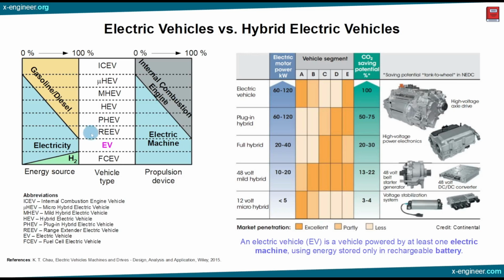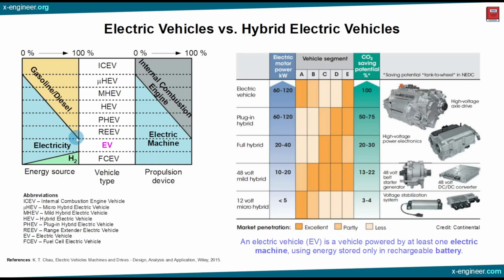The next category is the range extended electric vehicle, which is mainly a series hybrid electric vehicle. This means that the wheels are powered only in electric mode, but that electricity can be generated by an internal combustion engine, which is coupled to a generator on board of the vehicle. So this diagonal line means that the energy source is a split between fossil fuels and electricity. The lowest ratio of electricity is used in micro hybrid electric vehicles, and the highest ratio of electricity is used in range extended electric vehicles.